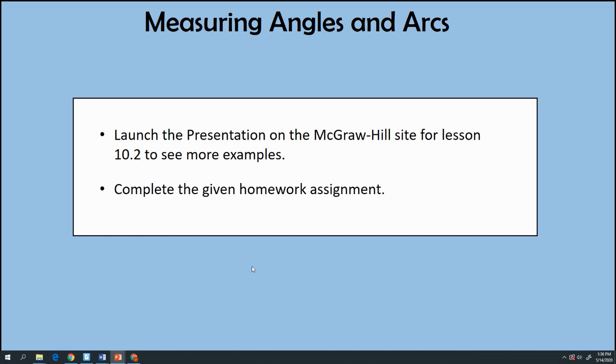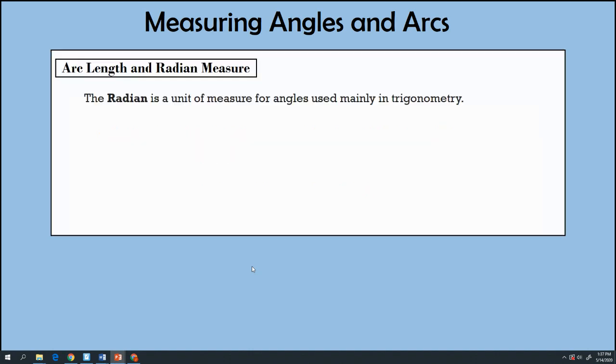Okay, we're going to do a third and final day on lesson 10.2, which is measuring angles and arcs. The focus of today's work is going to be on looking at what radian measure is and how it's calculated, and then also look at how we can convert between the radian measure and the degree measures in arcs and in circles.